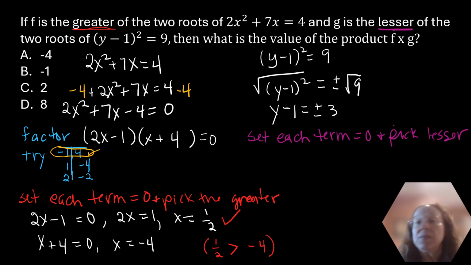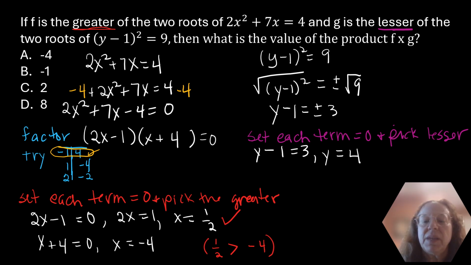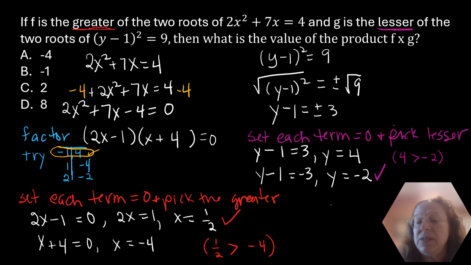And now we're going to set each of those terms equal to 0 and pick the lesser. So we have y minus 1 equals 3, and then y would equal 4. That would work. And y minus 1 equals -3. y would equal -2. Just add 1 to both sides, and you get -3 plus 1 equals -2. Well, since 4 is greater than -2, -2 is the lesser.